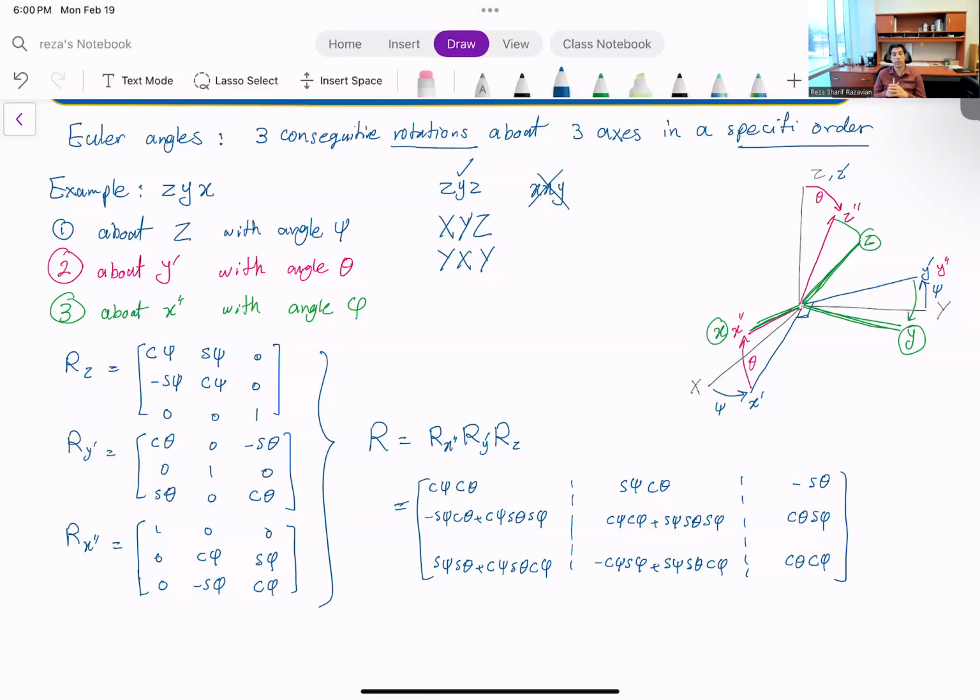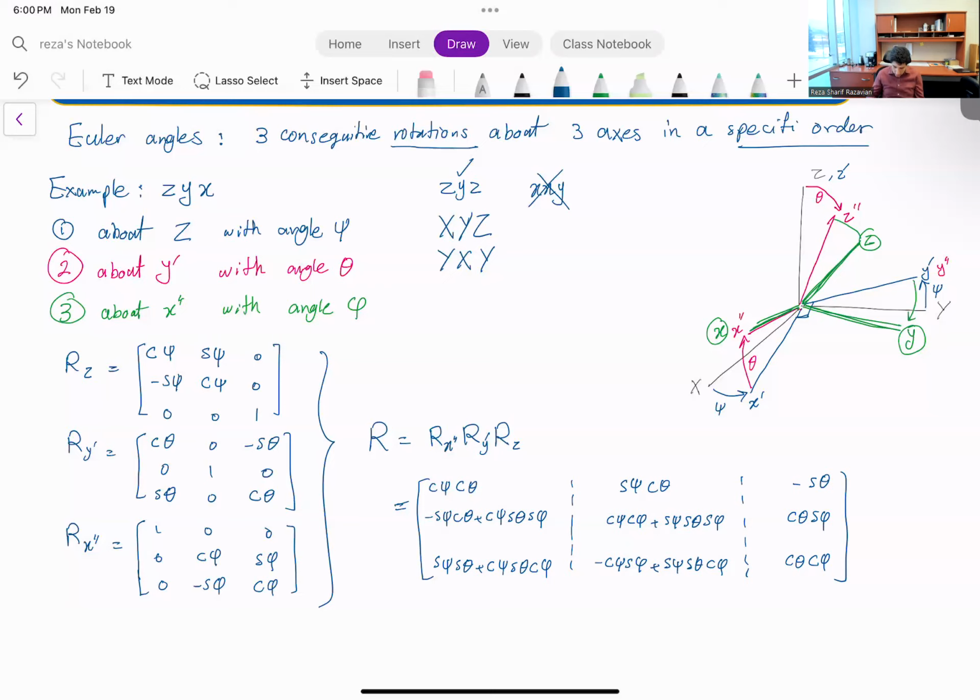For every Euler sequence, there is a different form of rotation matrix that you can always calculate by hand, using the known rotation matrices about a pure rotation about a single axis. But you can also Google it, and somebody has probably calculated it already and it's somewhere on the web. So this is how you can do Euler angles.